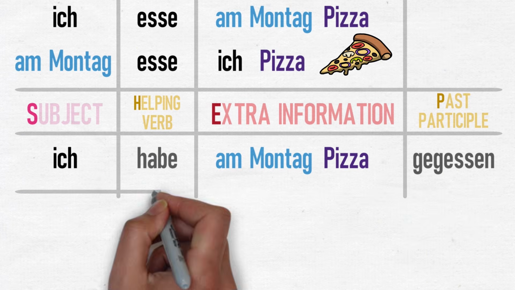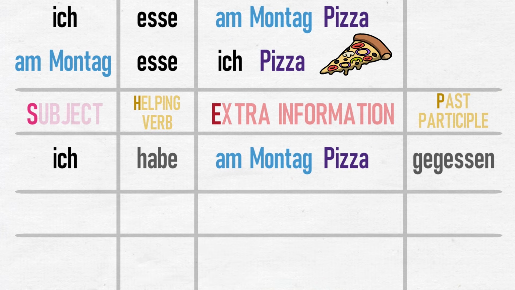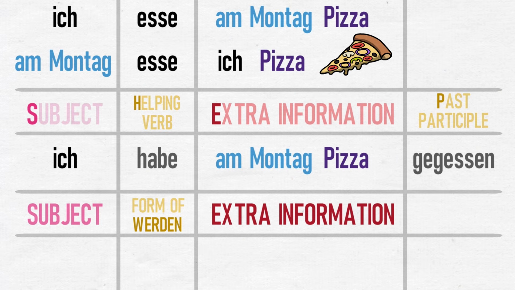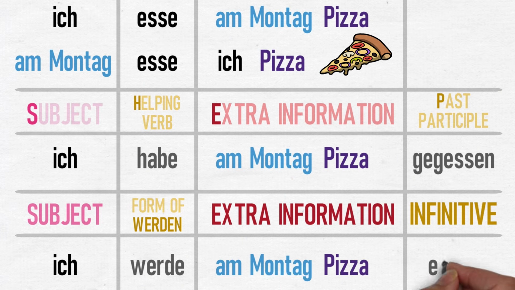If you are familiar with the future tense, you'll know that the structure of a future tense sentence is generally subject, form of werden, extra information, infinitive. If you'd like to recap how to form the future tense, you can do so by clicking this banner now. A future tense example is Ich werde am Montag Pizza essen. I will eat pizza on Monday.